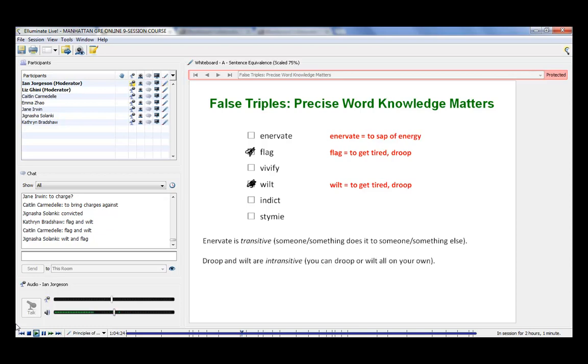Now, I don't really care if you guys memorize the grammar here. That doesn't matter to me at all. Nowhere else on the test do you need to know what a transitive and an intransitive verb is. But think about the usage. If you enervate, you don't just have that happen to you. Enervating is something that you or someone else does to something else.